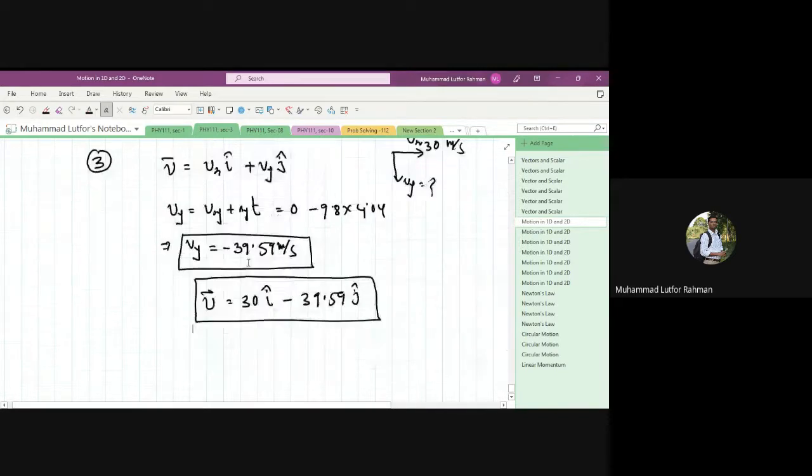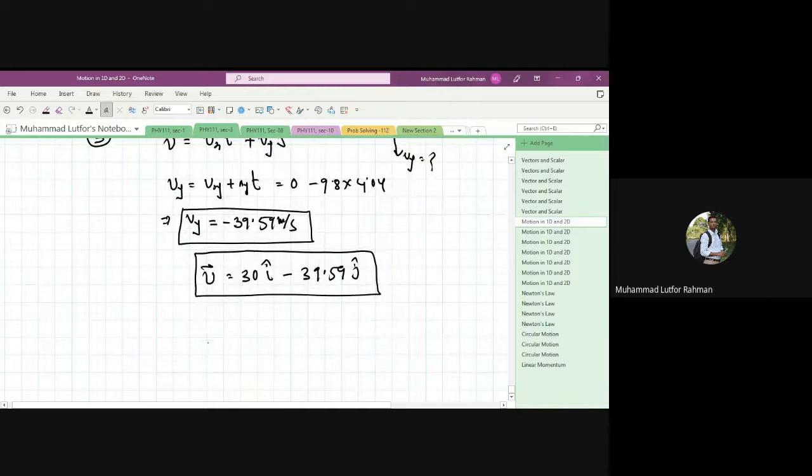Now, if they ask you for the magnitude and direction, I hope you can find the magnitude and direction of this vector. You know that, right? If you do that, you will find the magnitude of this velocity is 49.67, which is greater than 30. That's why I asked you. And the angle would be 307.15 degrees, or minus 52.84 degrees.